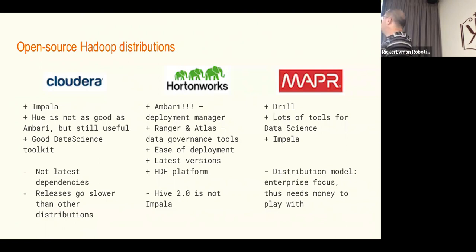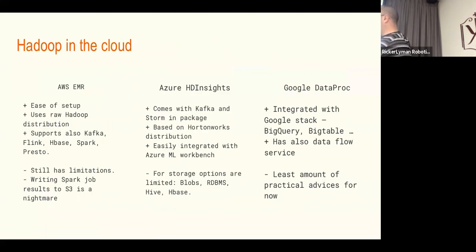Also, they took a course on data scientists. It has the best toolkit compared to Cloudera, but it is paid. So it depends whether you're lucky and your enterprise or company decided to go with MapR. If not, you go with Cloudera. Or if not, you go to Hadoop on cloud.